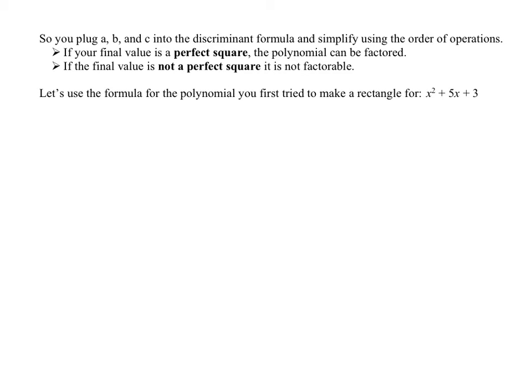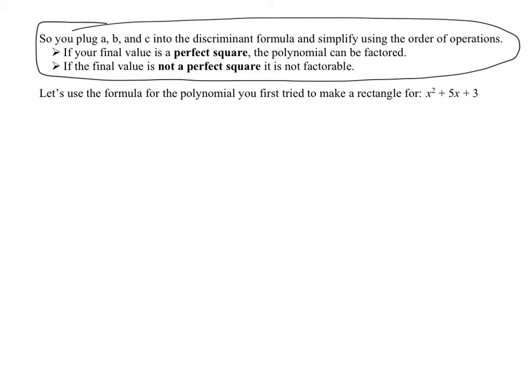Now, what in the world does this mean? Well, what you would do is plug the numbers for a, b, and c into the formula. If the answer that you get is a perfect square, then the polynomial can be factored. If it's not a perfect square, then we would say that this polynomial is not factorable.